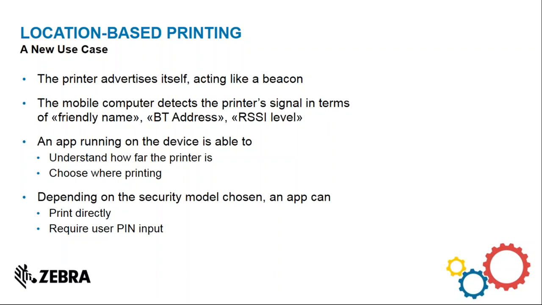Everything starts and is based on two moments. The first one, when the printer advertises itself, so other applications running on Android or mobile devices can understand a printer is in a short range of distance. And then in the second part, when the application has decided that a particular specific printer must be used, it can actually print on that printer.